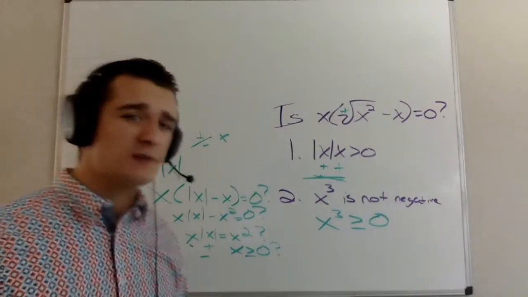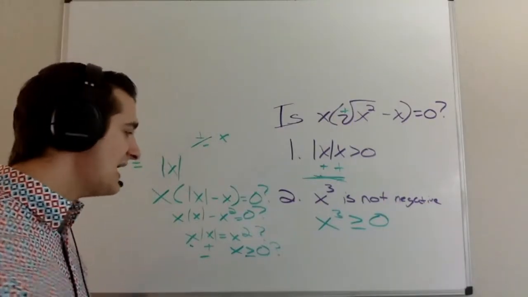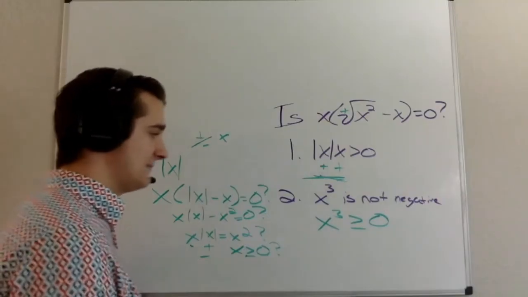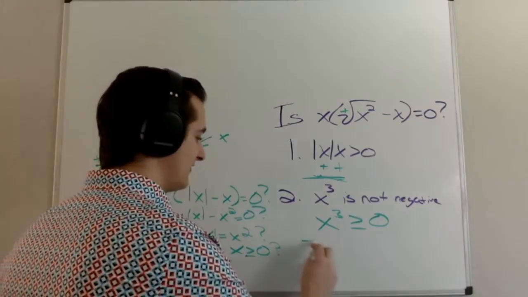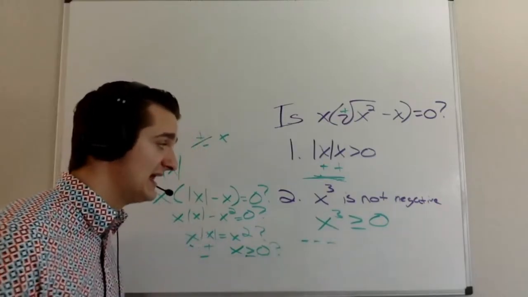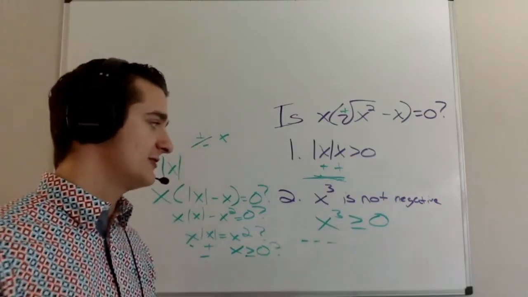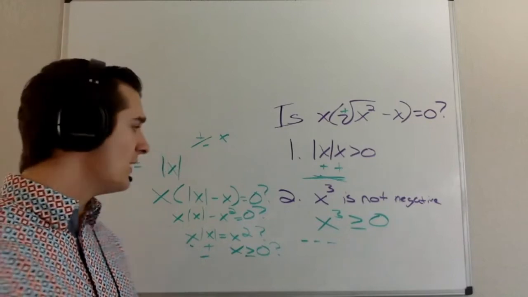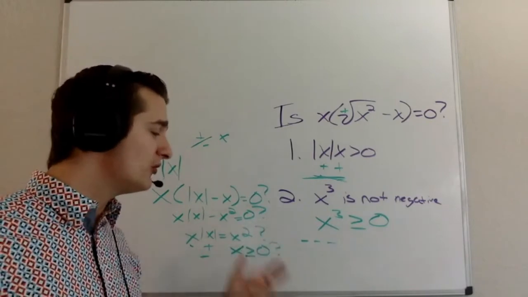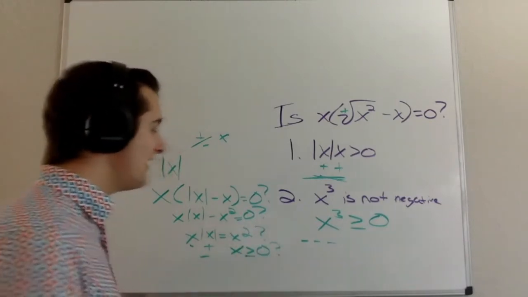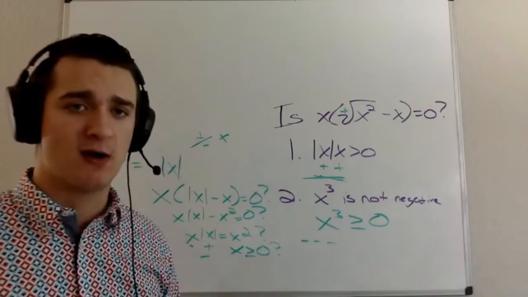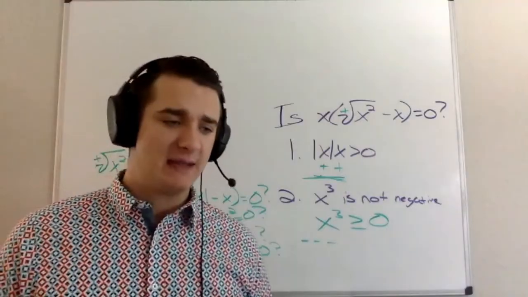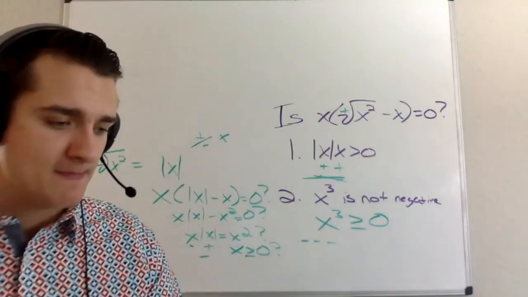Well, for x cubed to be greater than or equal to 0, I also know that x can't be negative. And the reason that I know that x can't be negative is because a negative times a negative times a negative is going to give me a negative, and a negative is not going to be greater than or equal to 0. So statement 2 also tells me that x is not negative, or that x is greater than or equal to 0. And with that, I'm able to solve this question.